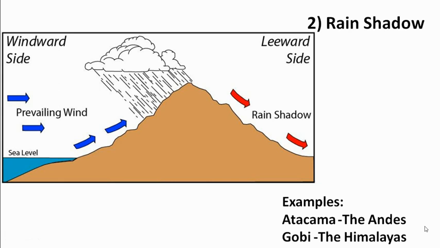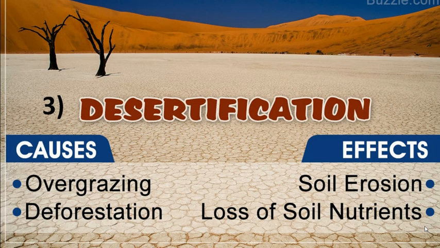Number 1 was Hadley cells. Here's number 3. The third reason that you can have deserts is through a process. This is a very long word and I want you to learn it. It's desertification. Okay? So you may have to practice saying it a few times, and I also want you to learn how to spell it.